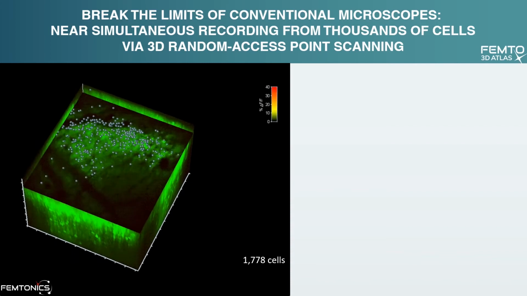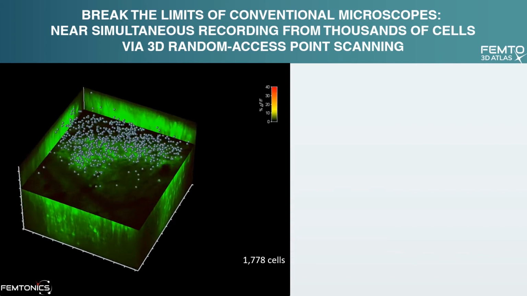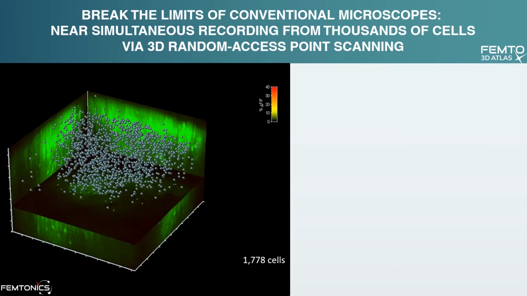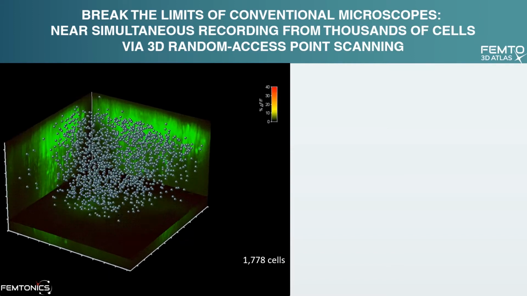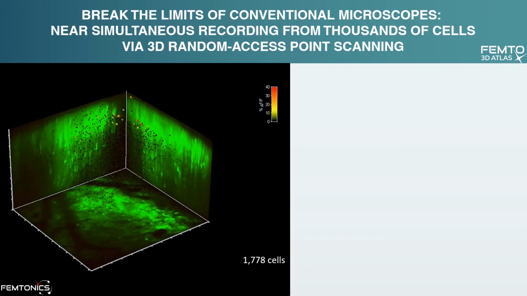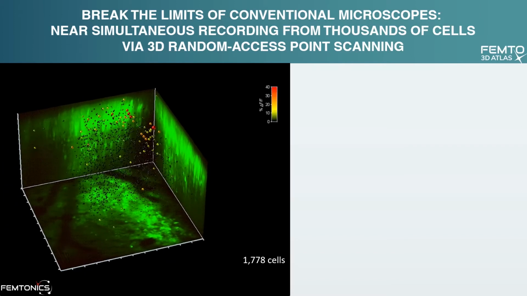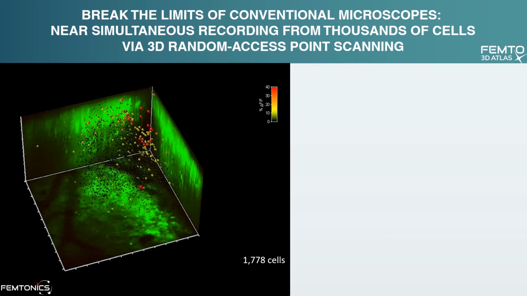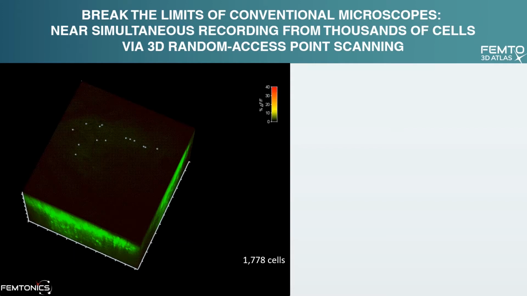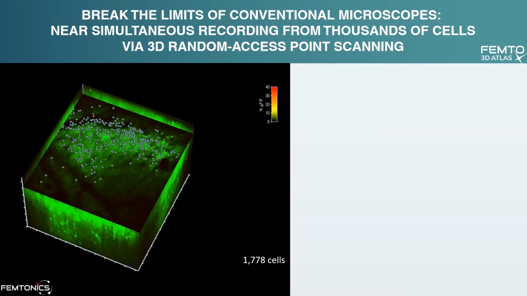The most important capability of FEMTO3D Atlas stems from the motionless acousto-optic scanning technology powering this microscope platform. Acousto-optic scanning means that the focus can jump at any moment to any point in the volume. Thus, unlike conventional microscopes, FEMTO3D Atlas is not bound to a plane and inherently allows 3D random access scanning.